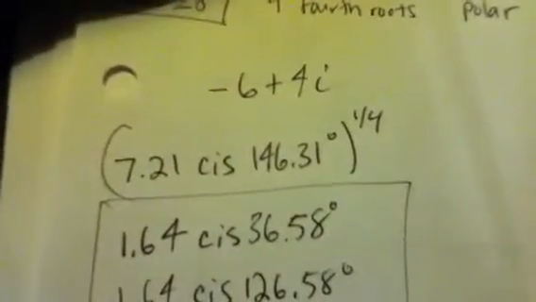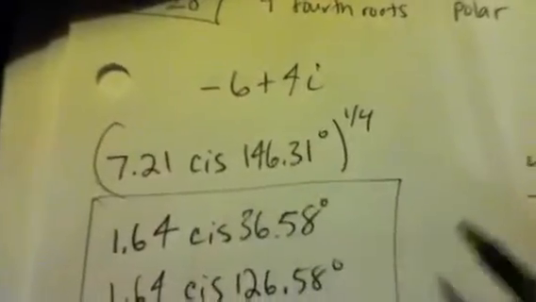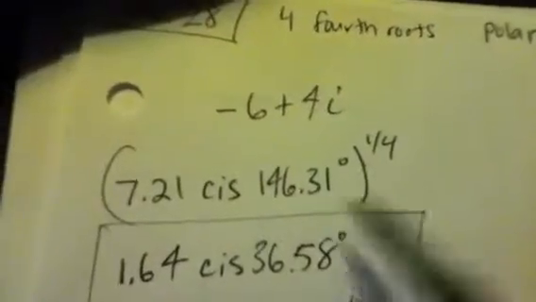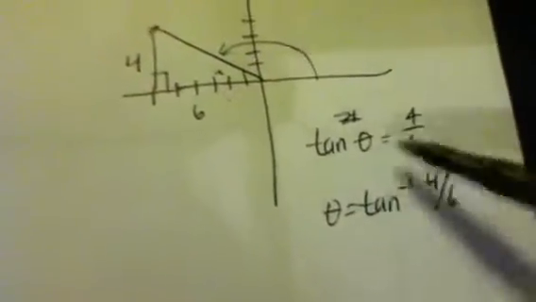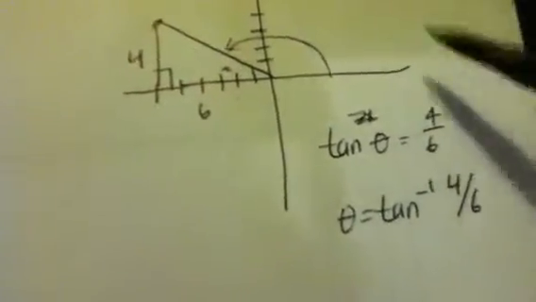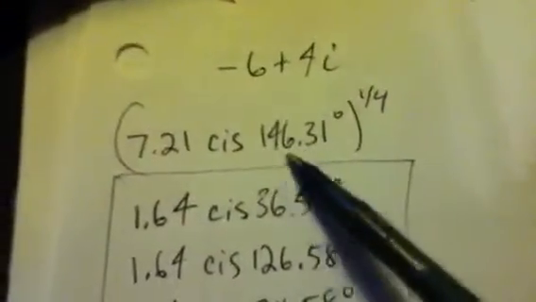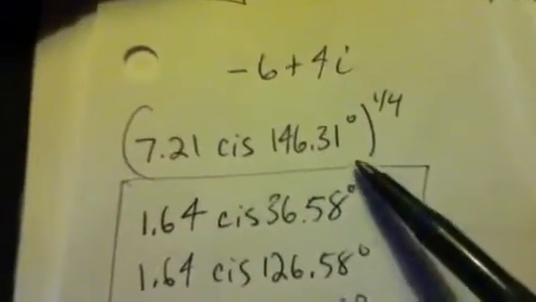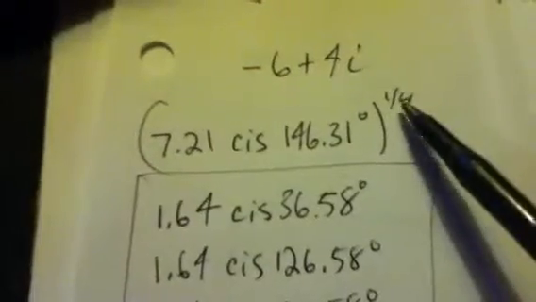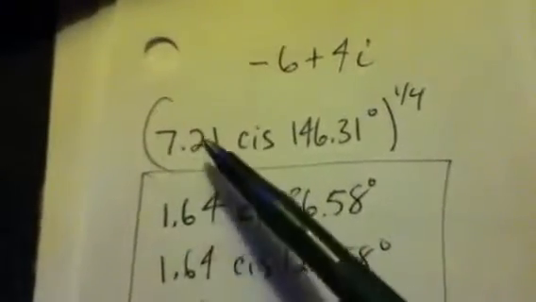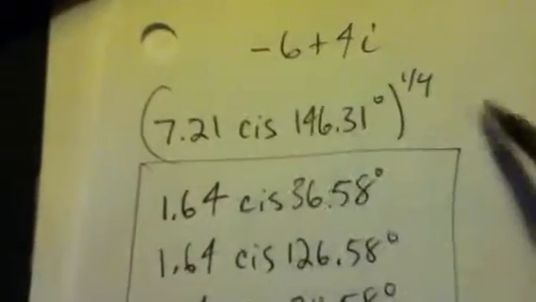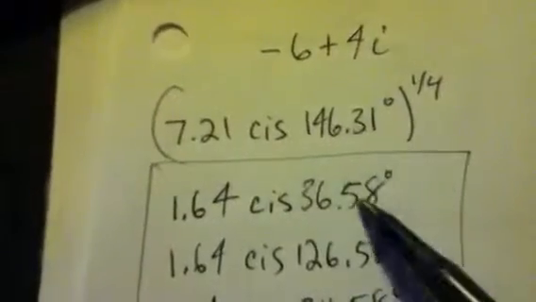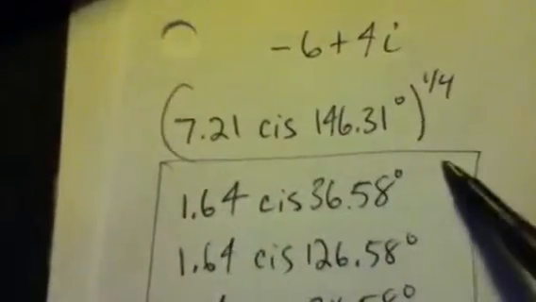And it was some little number, and then I had to go 180 minus it to get that. Okay, so my calculator gave me some number for this. And then I said 180 minus answer, and that's how I got this number. And then I'm using De Moivre on it, so I'm going to take the fourth root of this radius, which is 1.64. I just use my calculator on it, and then divide the angle measure by 4. And that's how I got this very first one.